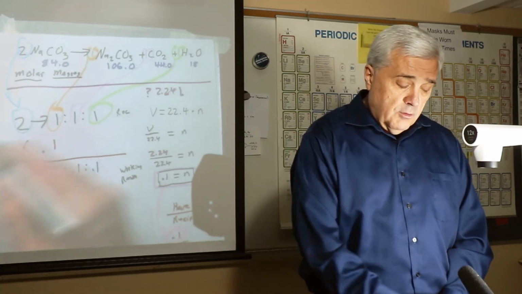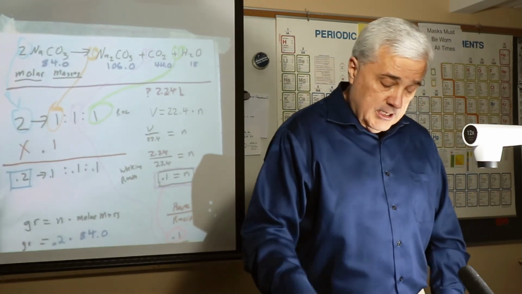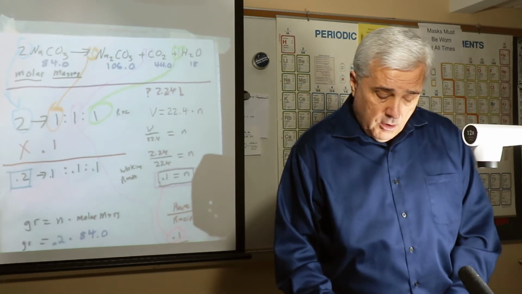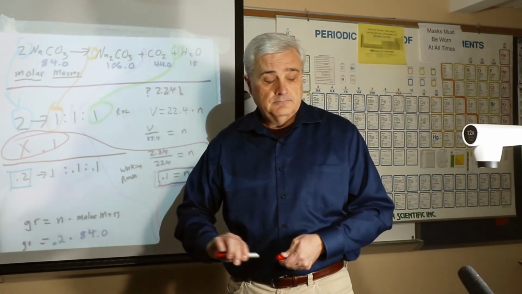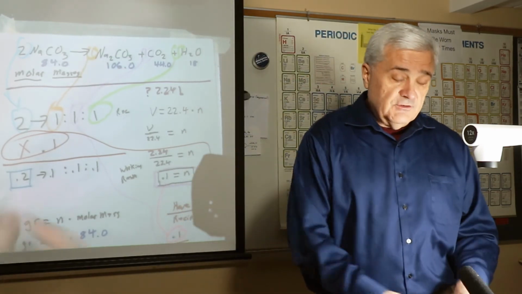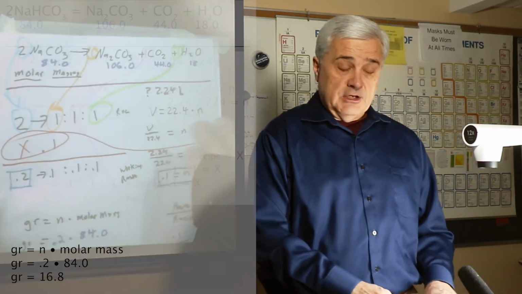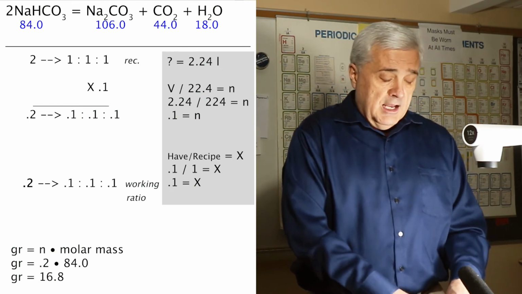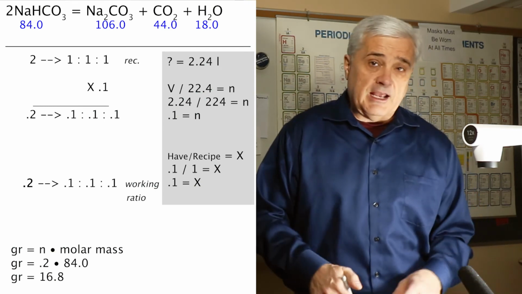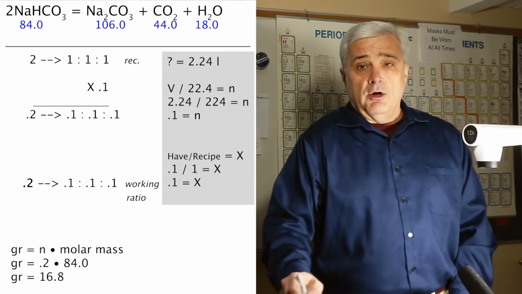Multiply the whole ratio by that. That gives you your working ratio. That gives you your working ratio of moles. 0.2 moles, 0.1 mole, 0.1 mole, 0.1 mole. Now I can go to liters, I can go to molarity, I can go to whatever, because now I have the moles to work with.